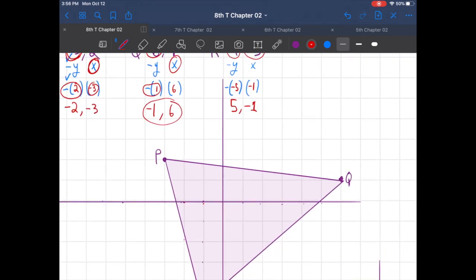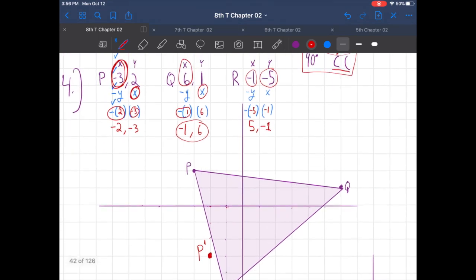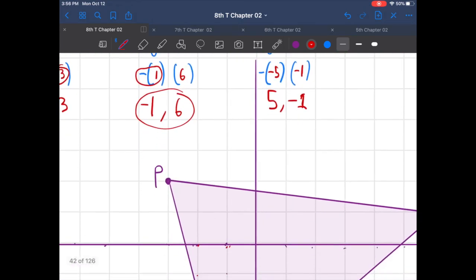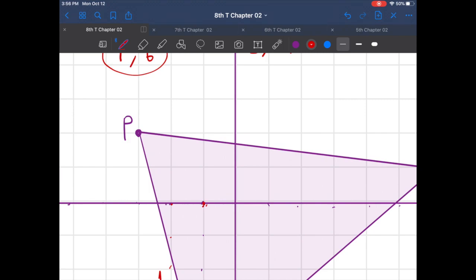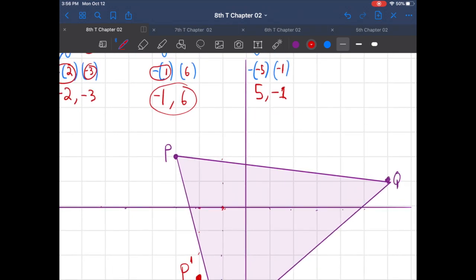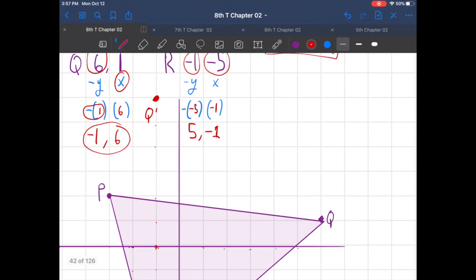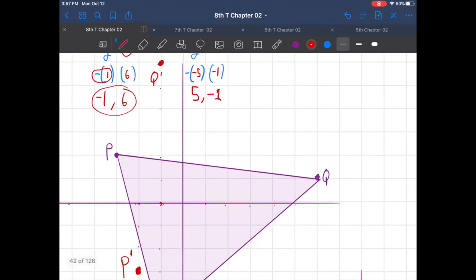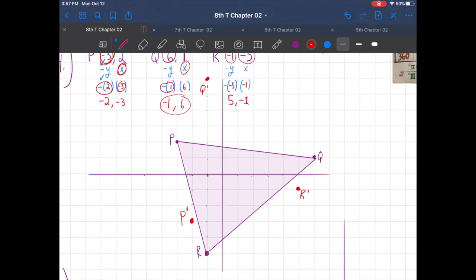Let's do our shape. So -2 and -3. So 1, 2, 1, 2, 3. Here is my letter P. That's going to be P prime. Now I have Q, which is -1 and 6. So -1 is right there, and then 6. Let's count up 6. 1, 2, 3, 4, 5. So that's my Q prime. Okay. And then my last one is 5 and -1, which is my R. So 5. 1, 2, 3, 4, 5, and -1. That's my R prime. Now we just need to connect our shape.